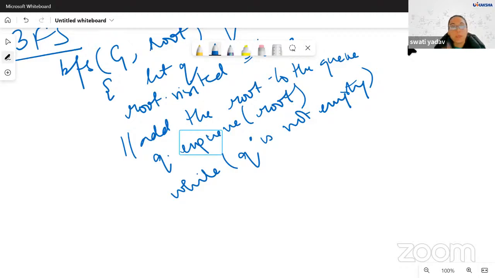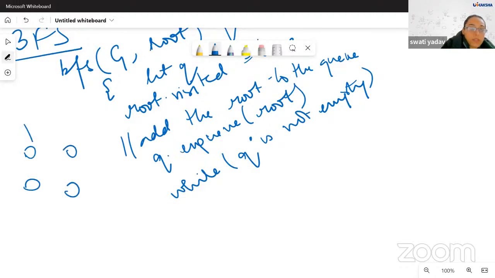Root means the first vertex. It doesn't mean your tree. You have to start from somewhere. So whatever is your starting point, you take it as root. You can even give some other name to it, like a start node, S node. It doesn't make a difference. It's just a name that you're giving. To understand, the starting point is called the root.